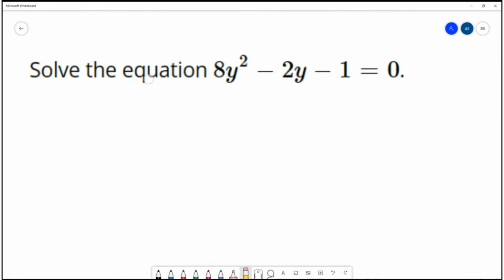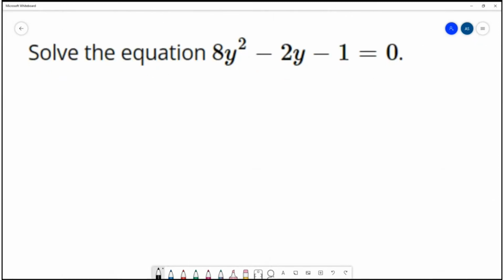On this example, we want to solve the equation 8y squared minus 2y minus 1 equals 0. We're going to solve it by factoring. Now, to solve it by factoring, there are a few different ways you can go about doing it. I like to use a guess and check or trial and error method, but a lot of students who are just learning how to factor like to use an AC method or grouping method.